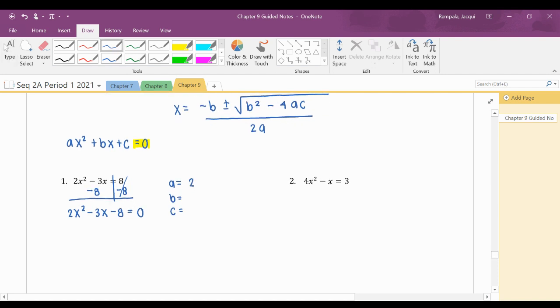A is always in front of the x squared, b is always in front of the x, c is the number that's by itself. So notice that if we didn't set it equal to 0, you would have said c was 8, and you would have had the incorrect value to be plugging in.